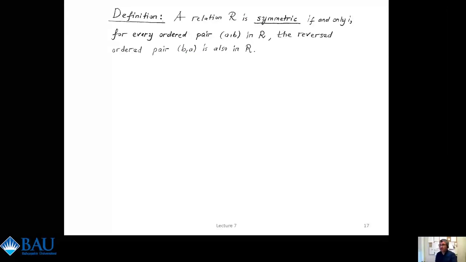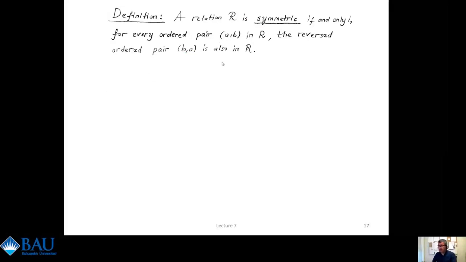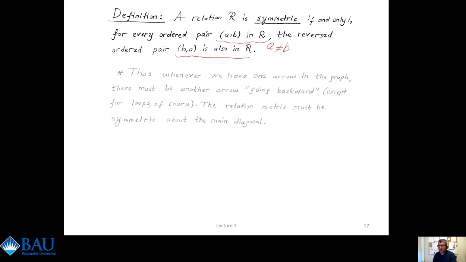So we saw the definition of symmetric. If we have AB in a relation such that A and B are not the same, then you have to check BA as well. For any selection of AB, if we have all of the BA as well, at that time we call it symmetric.